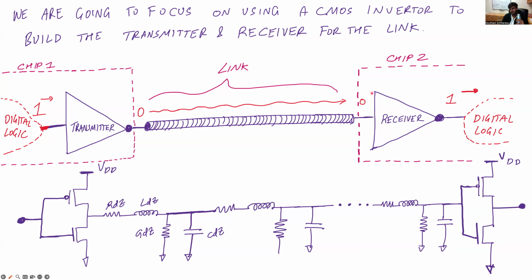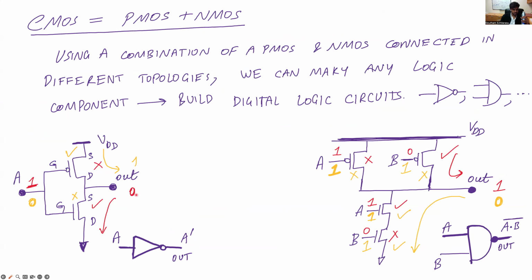And then finally, the signal goes to the receiver, and the receiver takes this signal and then sends it to the output digital logic, which could be any other digital logic in the chip too. So if you draw the circuit schematic of what this looks like, we are going to design this transmitter and receiver using a CMOS inverter. And as we discussed before, this is basically our CMOS inverter.